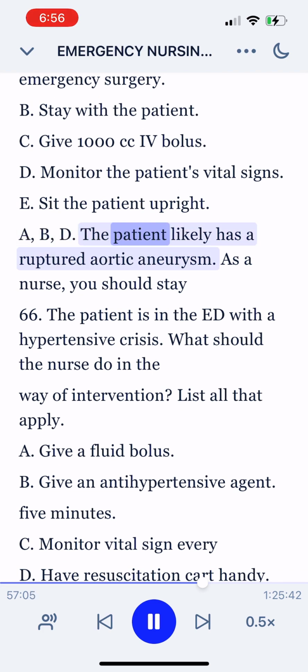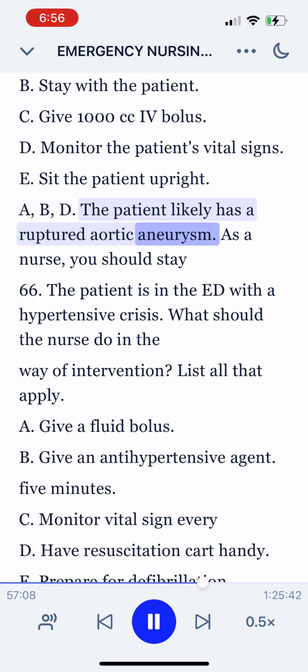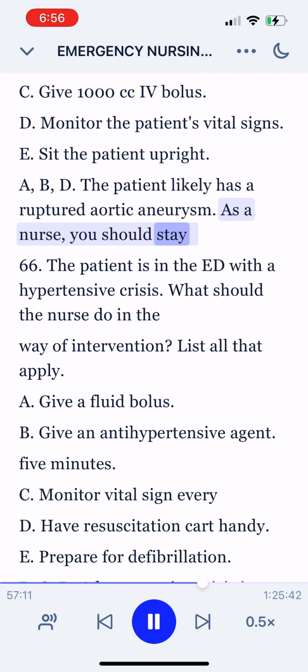A, B, D. The patient likely has a ruptured aortic aneurysm. As a nurse, you should stay.